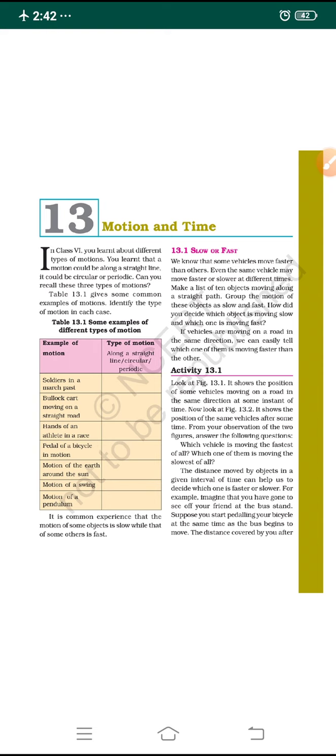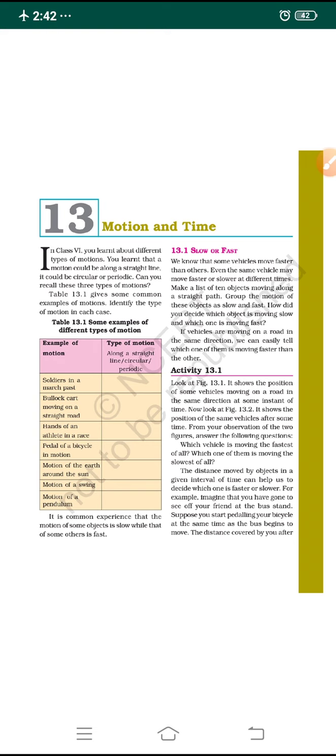Dear students, in the previous class we learned about the different types of motion. Those are straight line motion, circular motion and periodic motion. So we have to remember all these three types of motions.